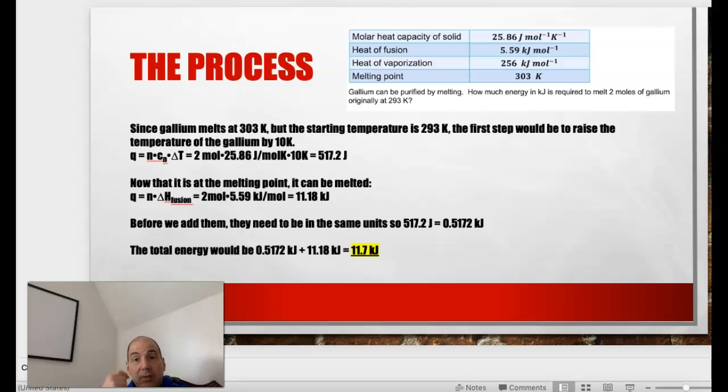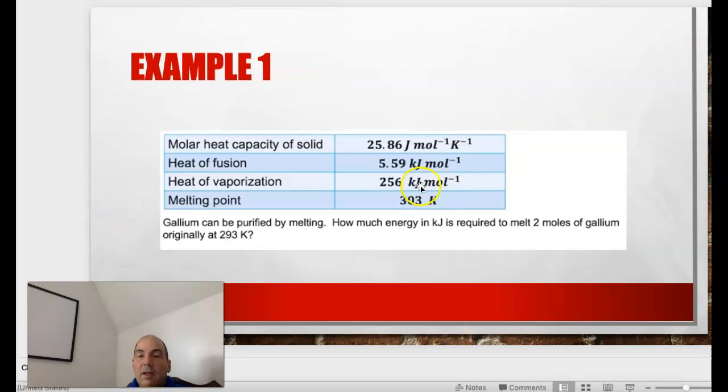Silly me. I didn't read the question completely. Bad me. Notice that it said it melts at 303 Kelvin. We were at 293 Kelvin. So there's actually 2 steps to this process, not 1. I got ahead of myself. Let me backtrack. If I could erase this, I would, but I can't. I'm not re-recording the whole thing, so bear with me.